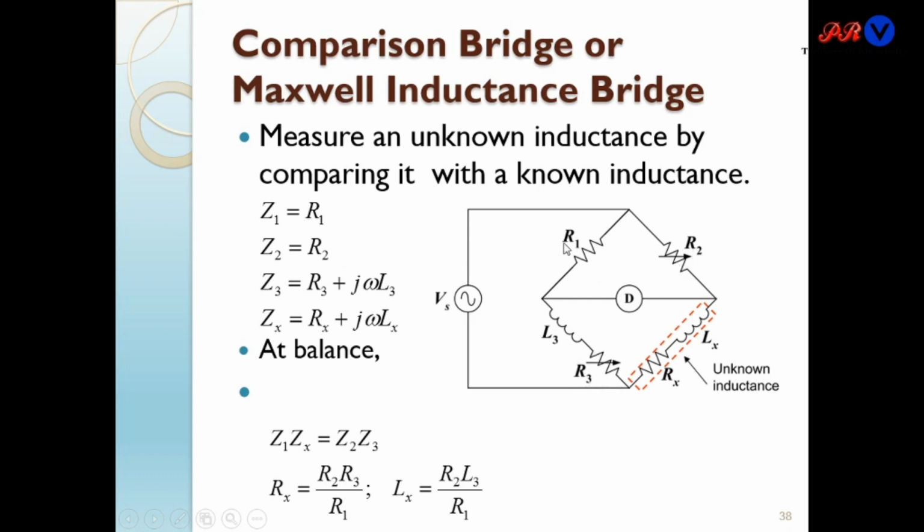So here Z1 is R1, Z2 is R2, Z3 is this R3 in series with L3, R3 plus j omega L3. This is the impedance of this arm, and Zx is the impedance of this arm which we want to calculate. At balance we will get Z1 Zx is equal to Z2 Z3. So by solving this equation we will get the value of Rx as R2 R3 by R1, and Lx is equal to R2 L3 by R1. So in this way at balance we can calculate the unknown value of Rx and Lx.